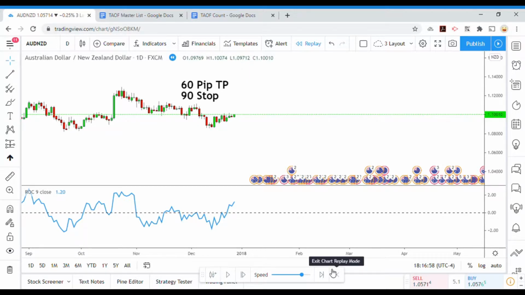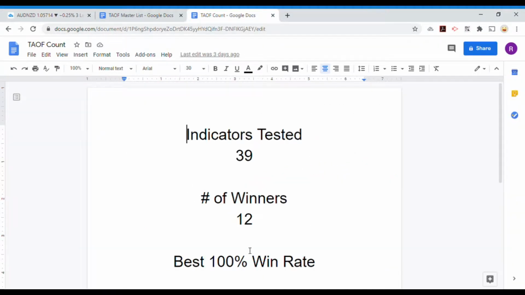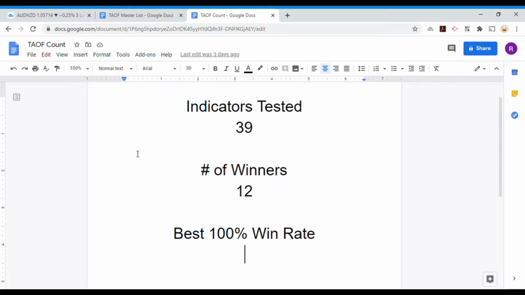Alright, as I said, today we will be testing the rate of change indicator. But before we do, I wanted to put the indicator scoreboard up for everybody to see. So to date, we have tested 39 indicators. And out of those 39 indicators, 12 of them have been winners, which means that they have met or exceeded the 60% win-loss ratio threshold that we have set. The best one so far was able to achieve a 100% win rate.